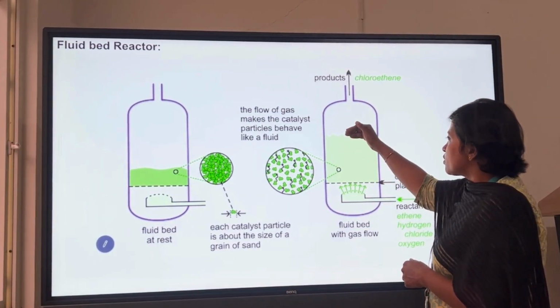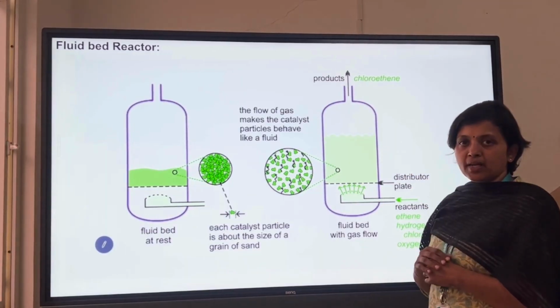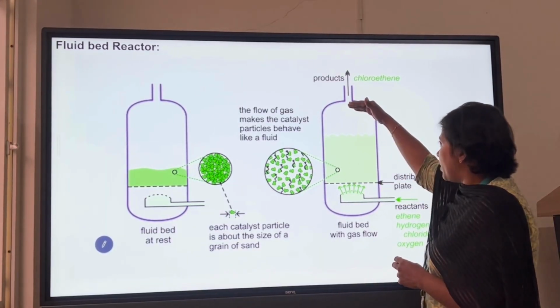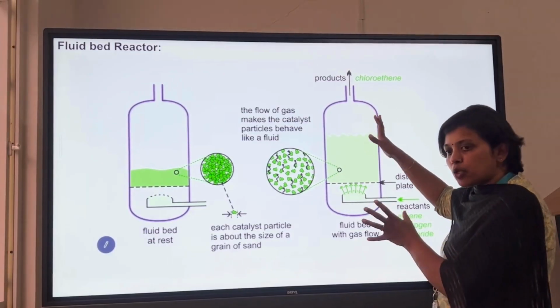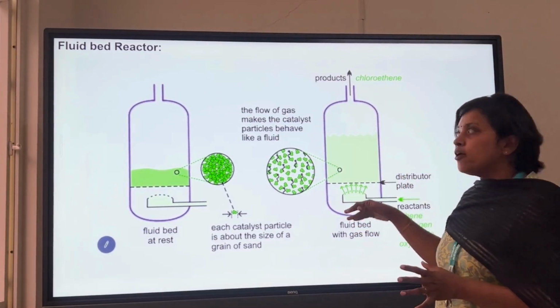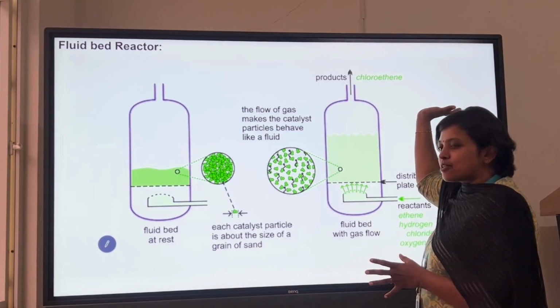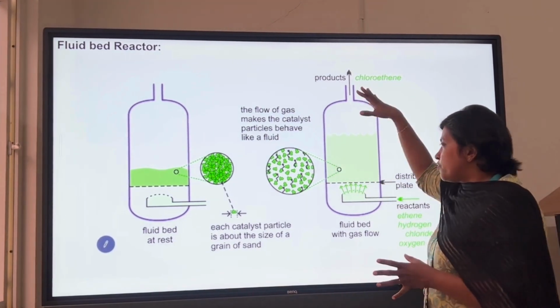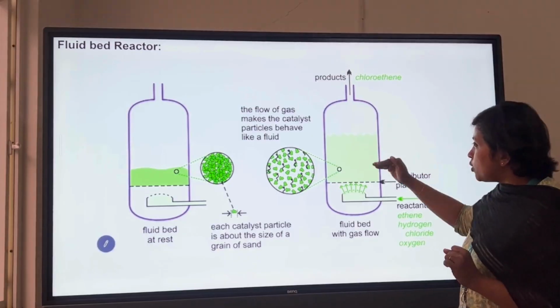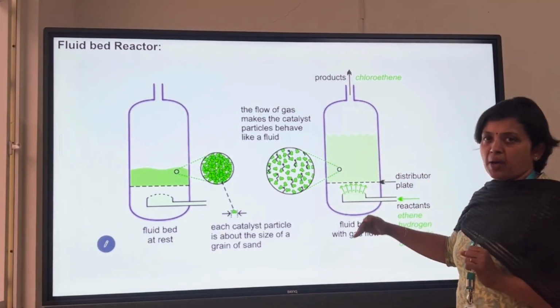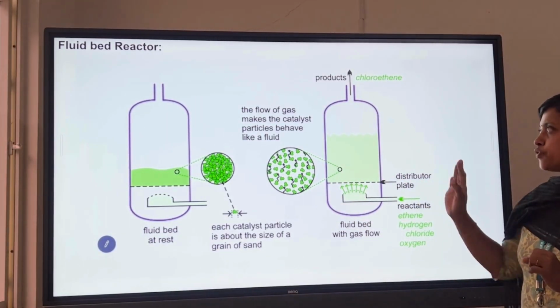By that time it will get converted into a product and it will reach the top level. While the product is reaching the top level, we can maintain a uniform velocity inside the reactor. We can collect the product. Once all the product is collected, we can reduce the velocity level and allow the packed material to stay back. So this is the application of the fluid bed reactor.